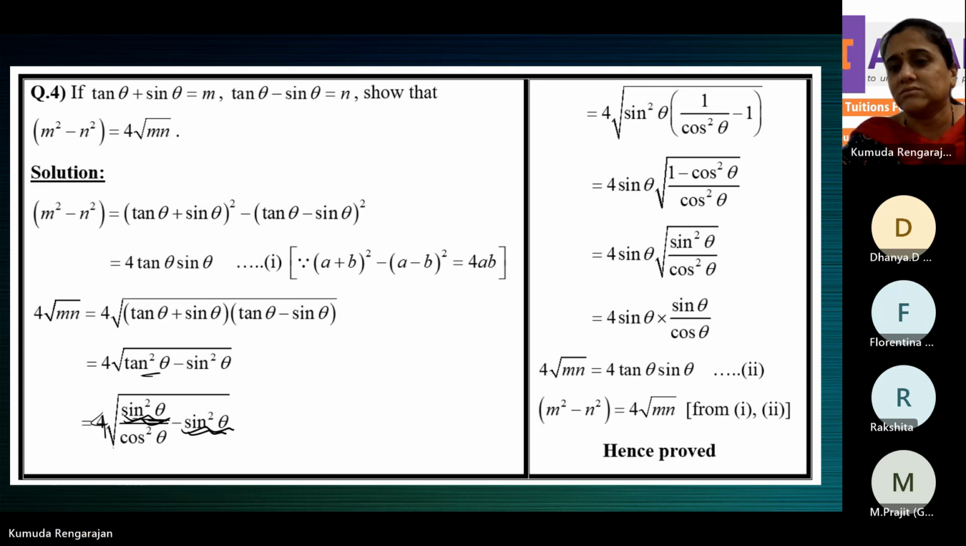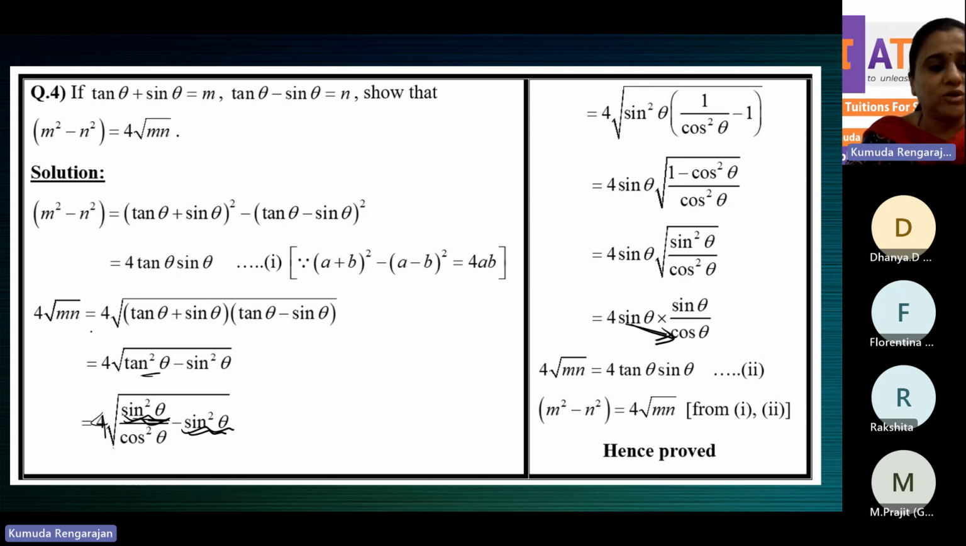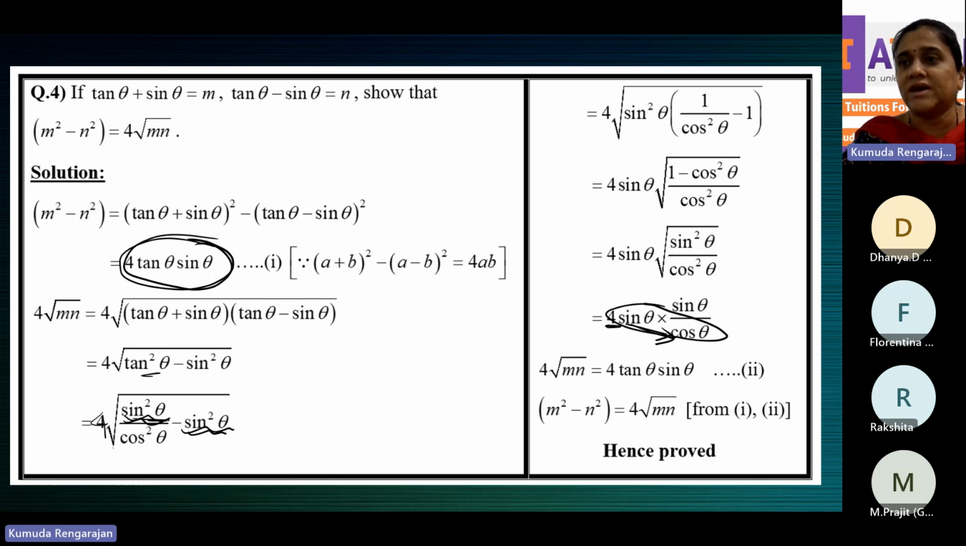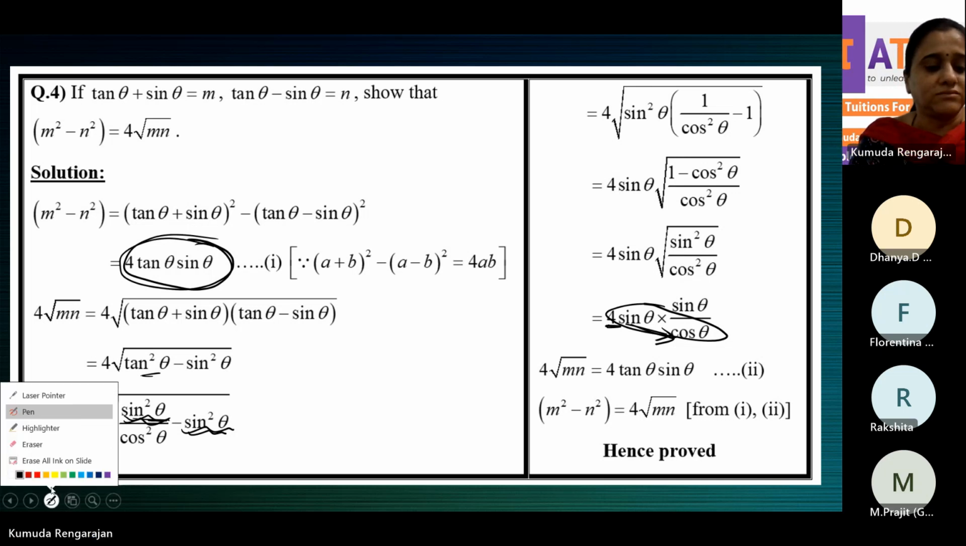So now square root of sin square theta by cos square theta is sin theta by cos theta. And now 4 by cos theta is tan theta, because you need to get the result as 4 tan theta sin theta. We have got 4. Now the sin by cos is tan. So 4 tan theta sin theta.